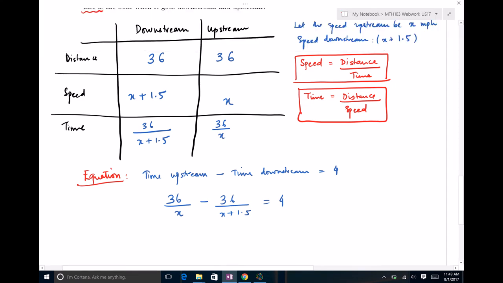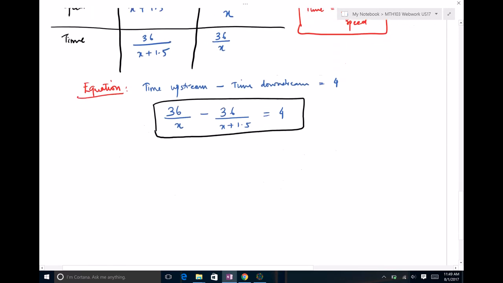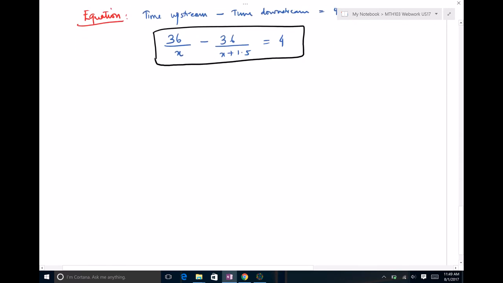Now this is great because now we have an equation that we can work with. So the rest of my energies are going to be focused on just solving this equation. First of all, I have terms in the denominator that I don't like. So step 1 is going to be to find the LCD for this equation. Since I have x and x plus 1.5 and this is 4 over 1, the LCD for this equation is x times x plus 1.5. So step 1 is going to be to multiply the LCD to all the terms.